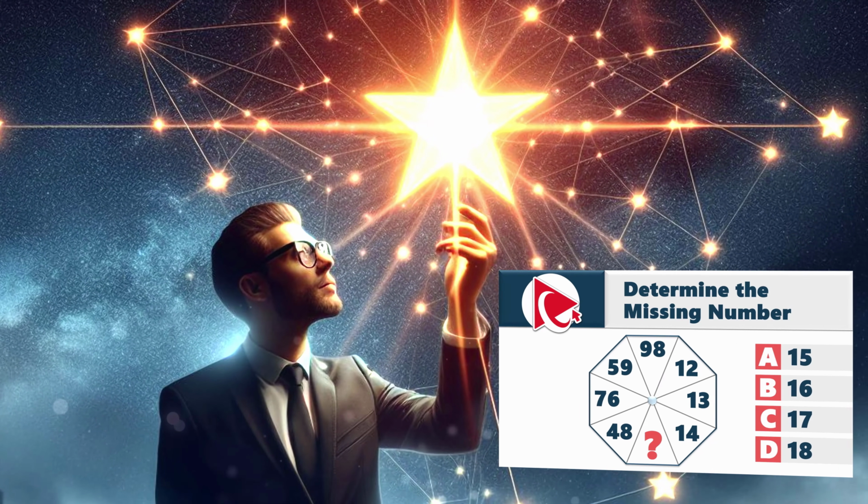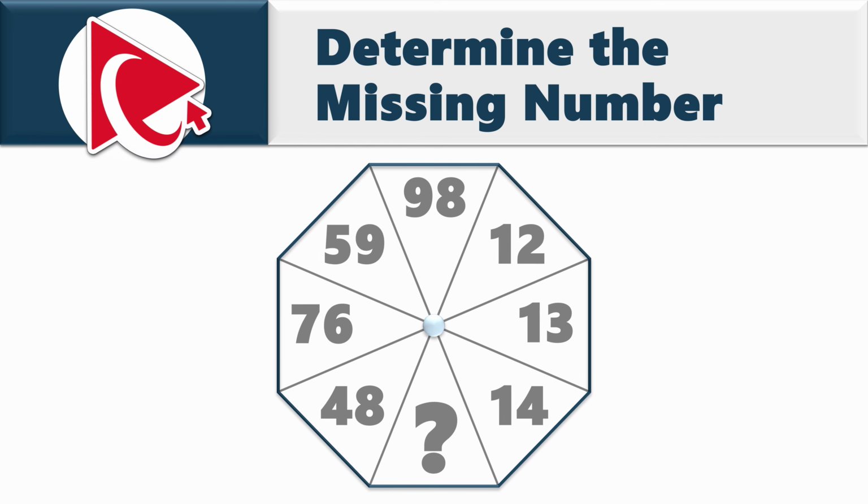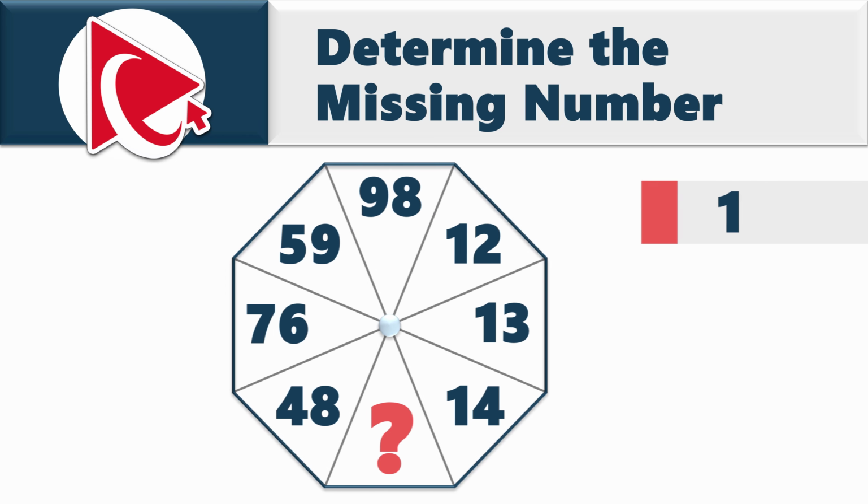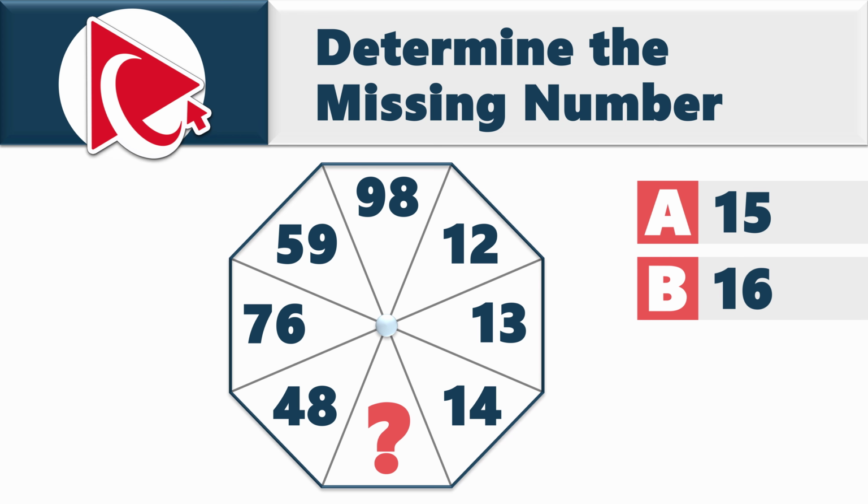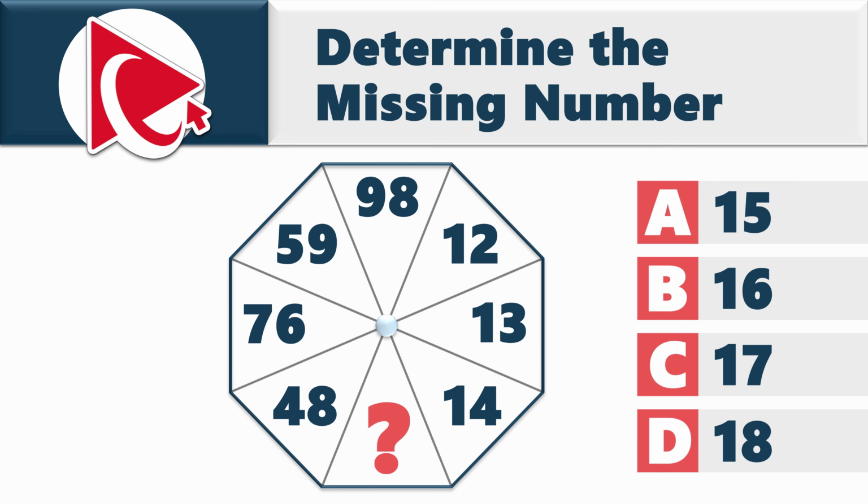So keep shining bright. You're presented with an octagon. It has numbers inside. There are 7 numbers, and the 8th number is missing. The numbers are 48, 76, 59, 98, 12, 13, 14, and then comes the missing number, which you need to select out of 4 possible choices. Choice A, 15. Choice B, 16. Choice C, 17. Choice D, 18. I hope you noticed there is a pattern here. Look at 12, 13, 14, or maybe not.